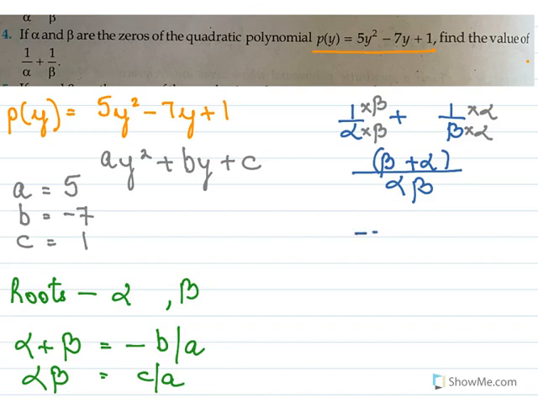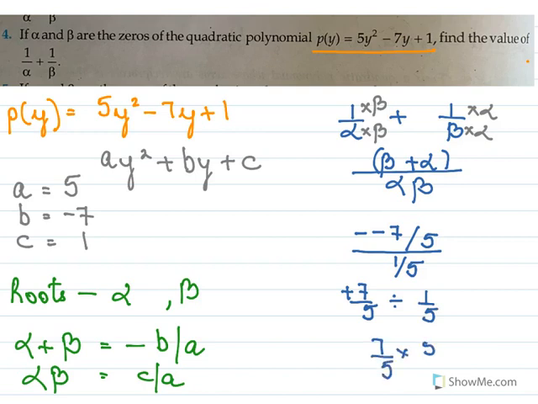So that is minus of minus 7 by a, which is 5. Alpha beta is c by a. And c we say is 1, a is 5. So minus of minus is plus 7 by 5, divided by 1 by 5, so 7 by 5 into 5 by 1, which is equal to 7.